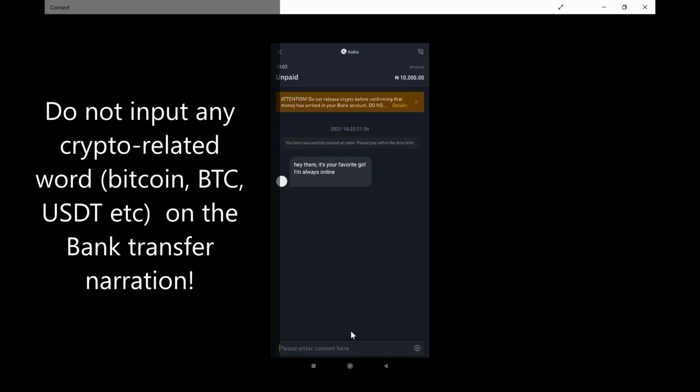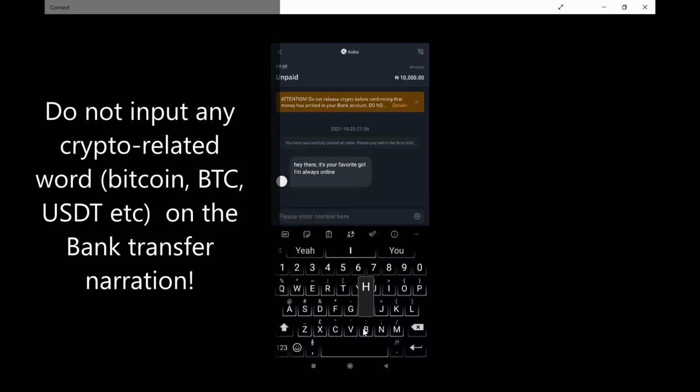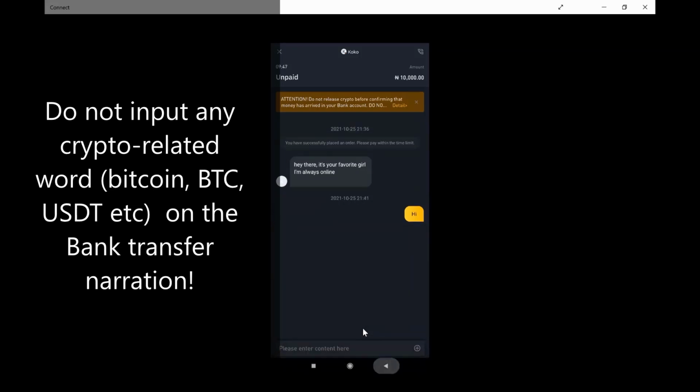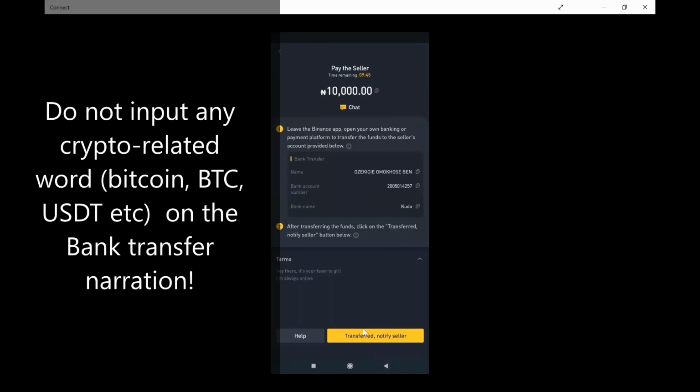So if you want to chat with Coco girl or whatever, you can just come here, say hi, and then hit send. I do that sometimes, but it's not compulsory, it's not necessary. It's just to alert the person. But like I said, I won't be going ahead with this. I'm just doing this for demonstration purposes.